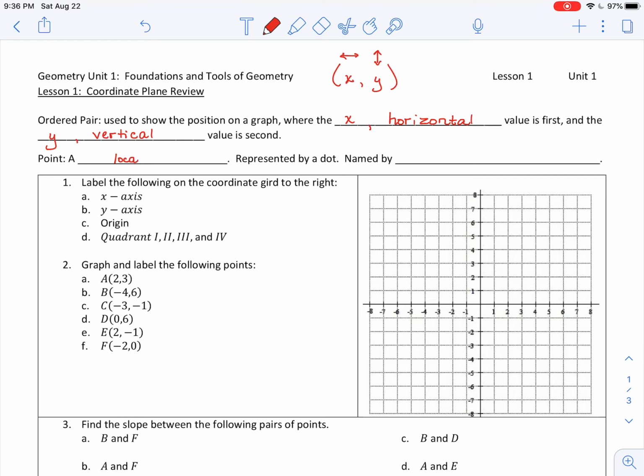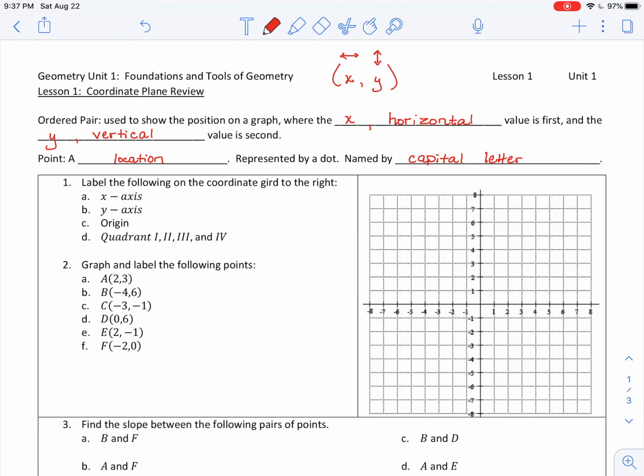So then a point is just a location. If we tell you the ordered pair, we are telling you its location. And it's always represented by a dot on a picture, and when you name it, you're going to use a single capital letter, which seems unnecessary to write out, but in geometry, naming things is really important. So we'll be naming lines, we'll name angles, and the number and types of letters you use really does matter. So we're going to use a capital letter.